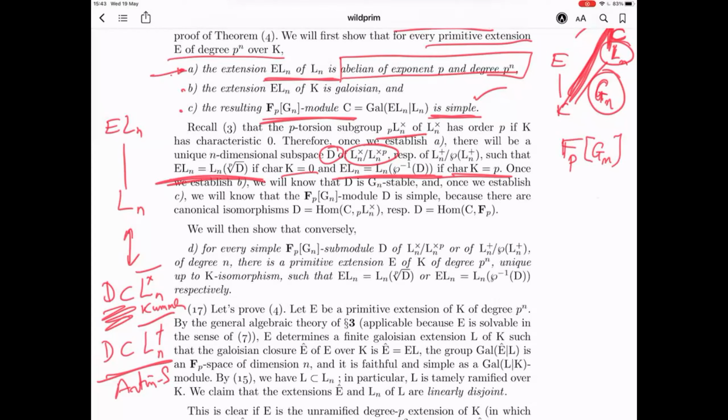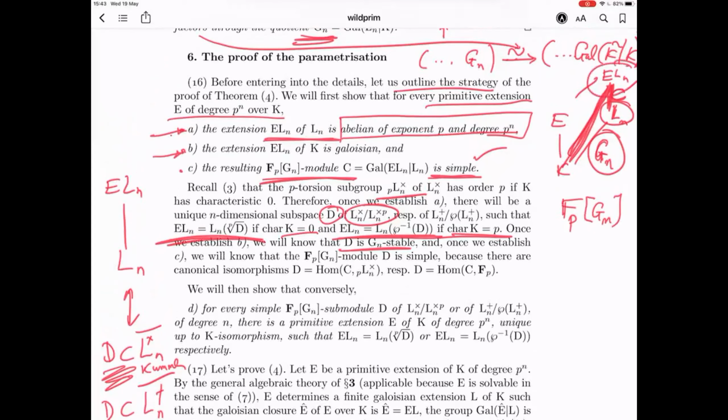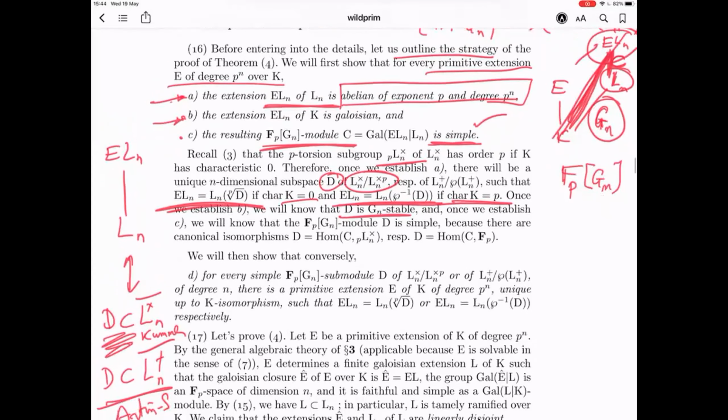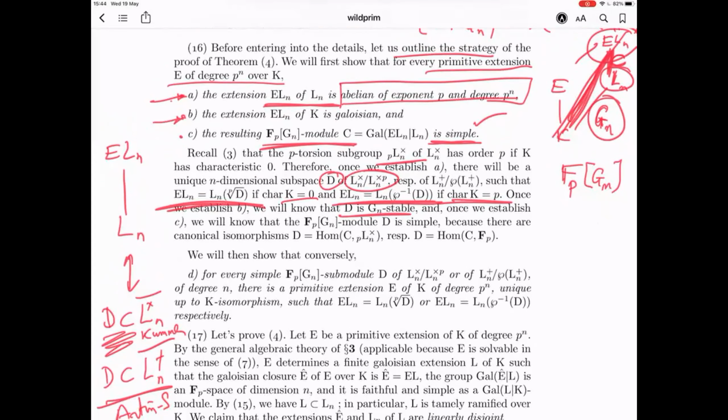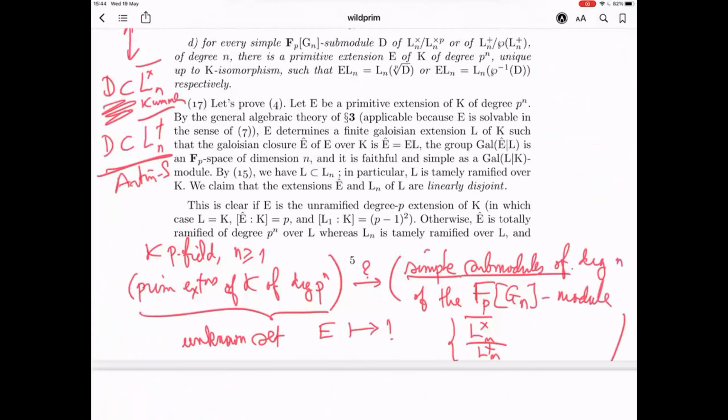Now, when we establish B, then we will know that this D is Gn stable, because this is Galois over K. So it's a Gn submodule. And finally, when we have established that C is a simple submodule, we will conclude that D is simple. So that will give you a map into the set of simple submodules of degree n.